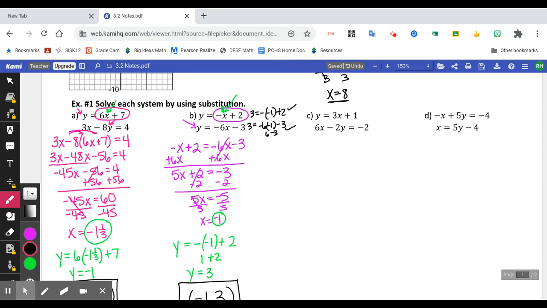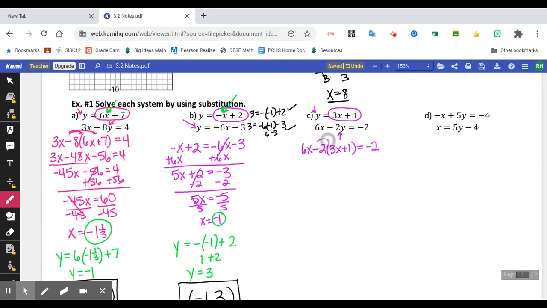Okay, let's keep going. The next one we have, again, top is the y equals. It's all by itself. So I'm going to take whatever it says y is equal to and plug it in for that variable in the other equation. Everything else stays exactly the same. So I have 6x minus 2. Y comes out, and the value of y goes in. 3x plus 1 equals negative 2.